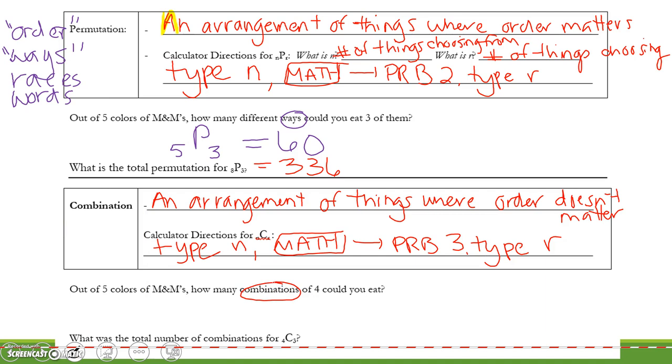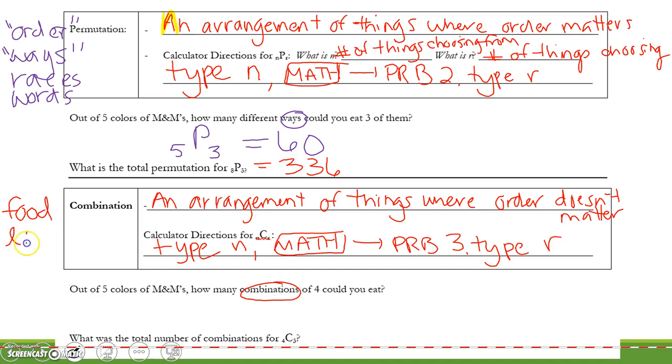Some other keywords: if it's talking about food, that is generally a combination, because when you get food, it doesn't really matter what order things go in. If you're getting a chocolate sundae, they may throw the sprinkles on first and then the M&Ms. It doesn't matter. They just throw it all on. With a pizza, it doesn't matter if the mushrooms go on first or then the pepperoni. So with food, order doesn't matter.